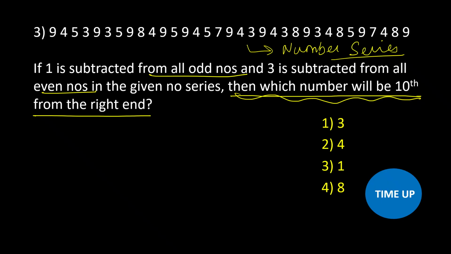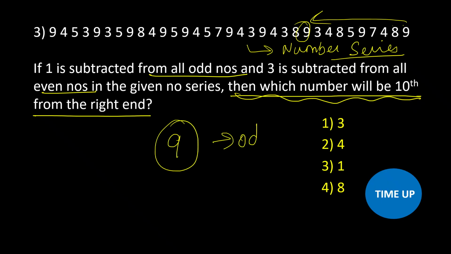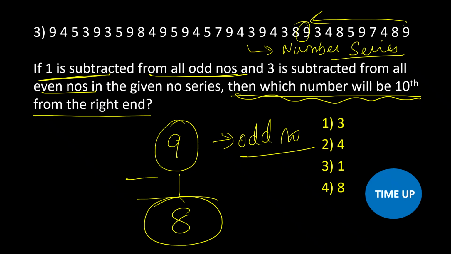10th from the right hand is 1, 2, 3, 4, 5, 6, 7, 8, 9, 10. So the 10th is 9, correct? So 9 is the 10th from the end. 9 is an odd number. So what they've said, if it is an odd number, you have to subtract 1. So subtract 1. So what will be your answer? 8. So option 4 is correct. So this is a faster approach, students. Understood?